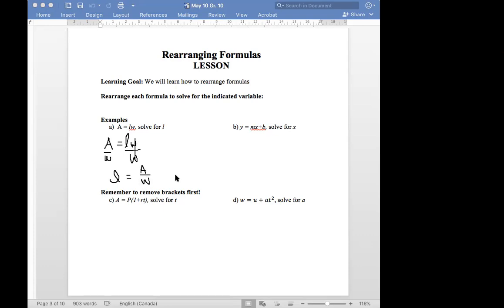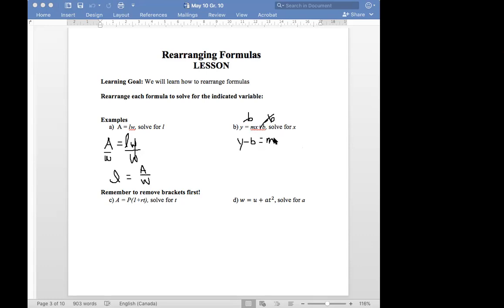So just keep in mind that we're doing the opposite operation, so the opposite of BEDMAS. Let's say we look at y equals mx plus b. We want to solve for b. The first thing we want to do is get rid of this b. In order to get rid of this b, we have to subtract b on both sides. So you're doing the opposite. And we're going to be left with y minus b equals mx.